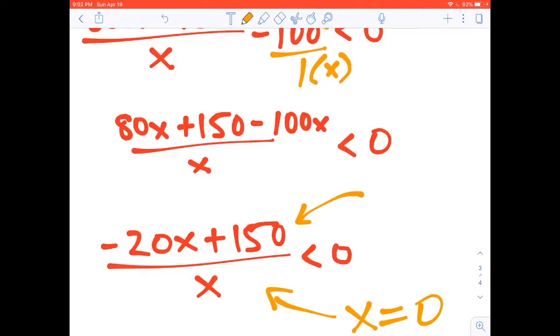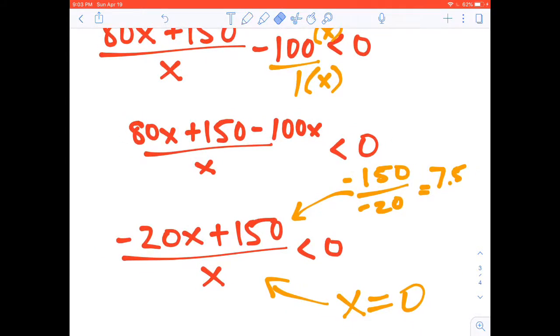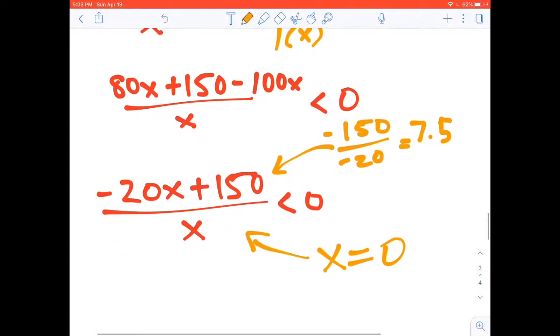So in this case, if I'm trying to find out the value that makes the top 0, it'll be negative 150 over negative 20, which if I divide them is 7.5. So I'm going to go from negative infinity to positive infinity. However, I'm going to break up that interval at 0, and I'm also going to break it up at 7.5, because those are my vertical asymptote and my x-intercept.